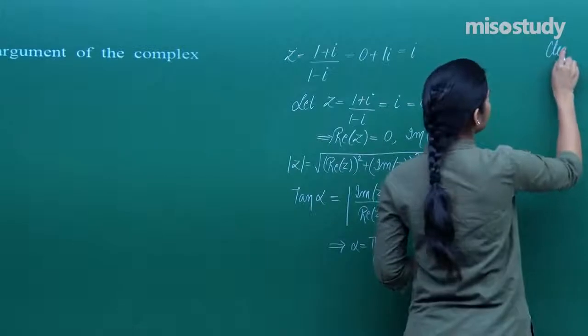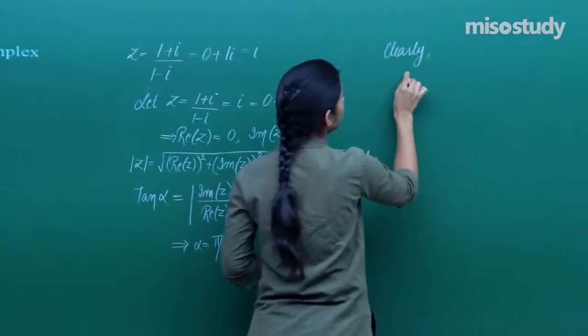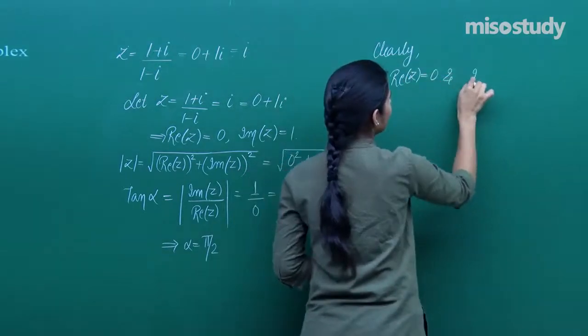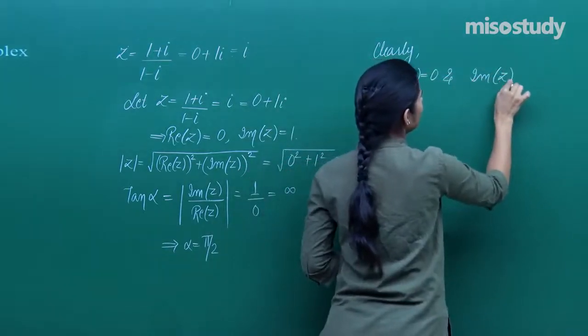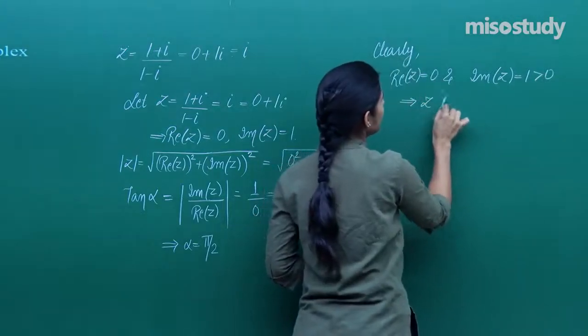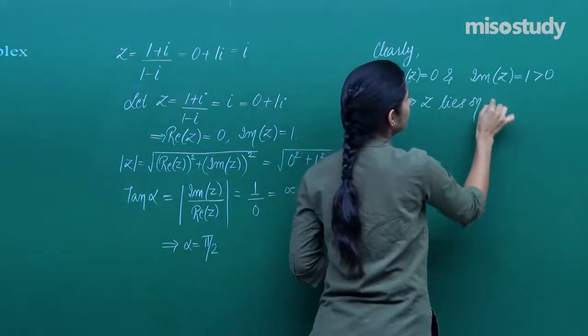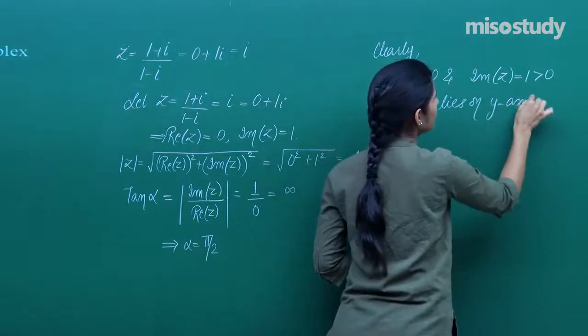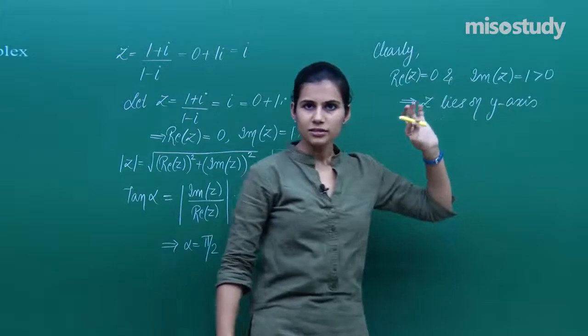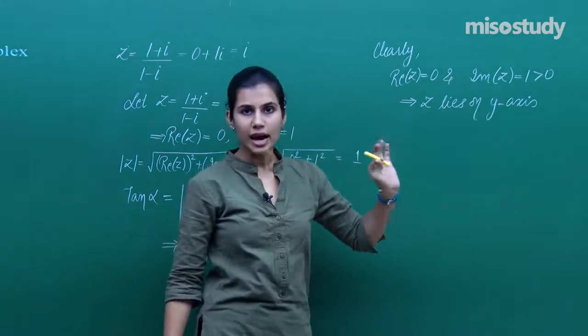Clearly, what is happening is the real part of z is 0 and the imaginary part of z is 1, which is positive. This implies z lies on the y-axis, that too on the positive y-axis. You can see 0, 1 are the actual coordinates in the Argand plane.